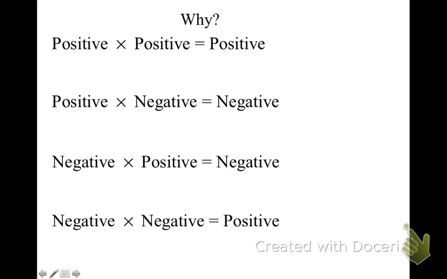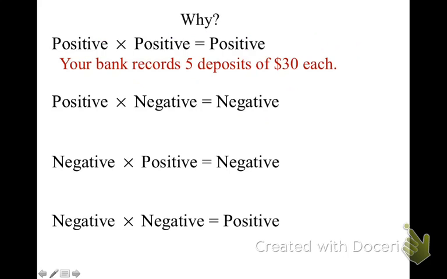So our first example, positive times a positive. For example, we have a bank record. It says that we make 5 deposits. Remember, we learned that deposits are a positive, $30 each. So it means we're also adding $30 each time. So both of those are positives. When I multiply them, that means I am going to be depositing $150. So I now have $150 more, which is a good thing, hence why it's a positive. I'm saving my money.